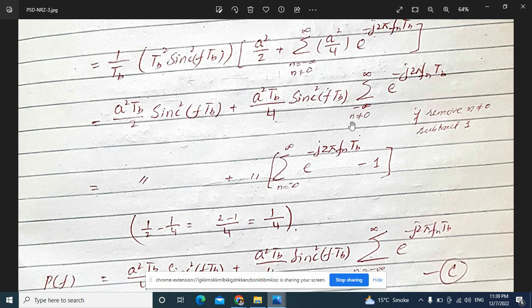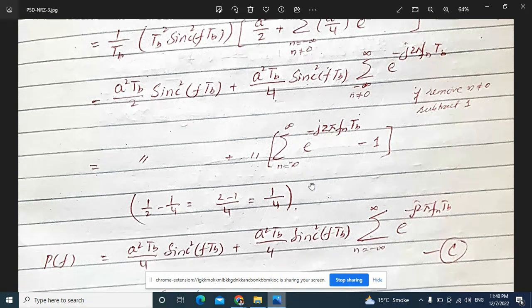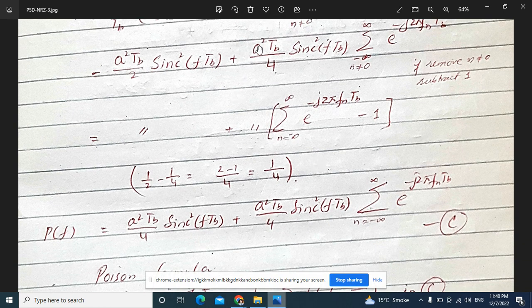And here, you are using n not equal to 0. If you remove n not equal to 0, you can just write minus 1, and this summation sign is this one. You multiply this with this value, and then this with this value. So for this one, if you multiply it by this one, you will have 1 by 4, because this and this are the same, only the amplitude is different.